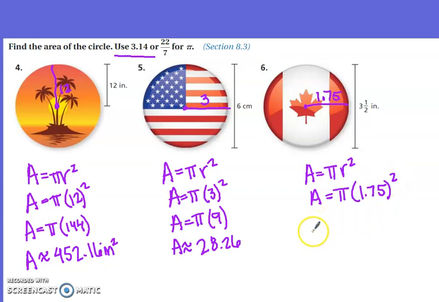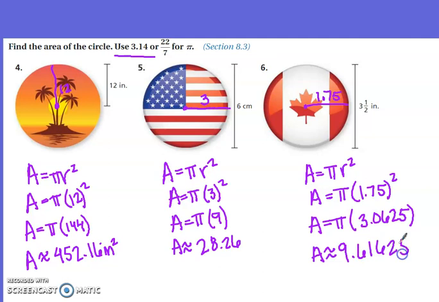Then you're going to multiply 1.75 times 1.75 for those exponents. I know this number is very long, 3.0625. Don't round it until you get to the end. Times 3.14. And I got 9.61625. The instructions don't say to round to the nearest tenth or hundredth. Most of the time they're going to have you round to the nearest hundredth, which in this case would be 9.62. This 6 rounds up the 1. Square inches.